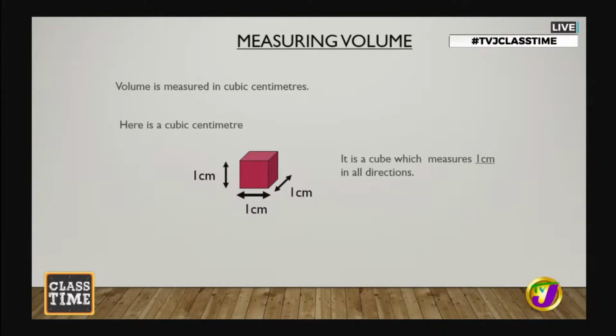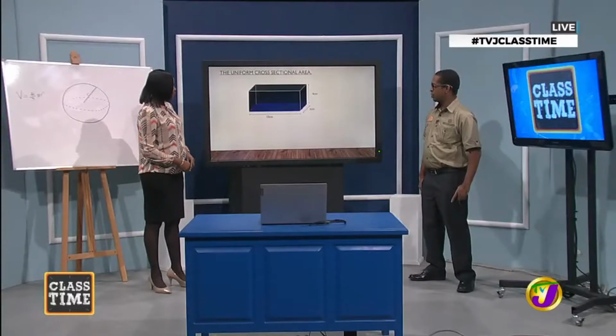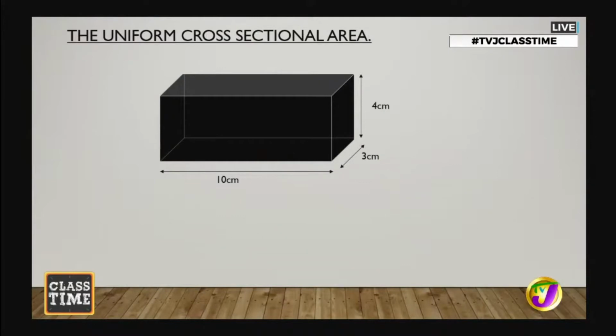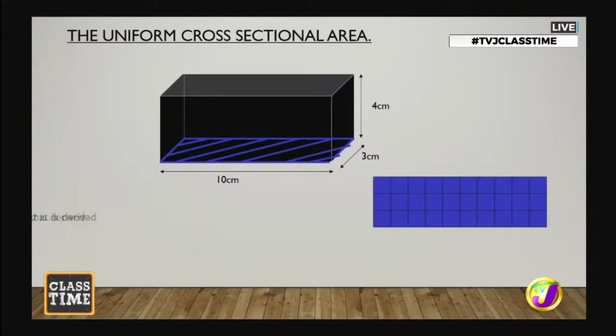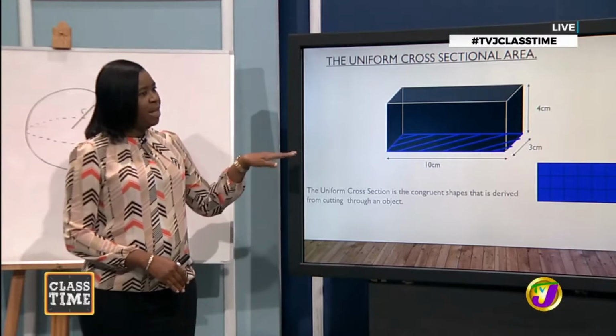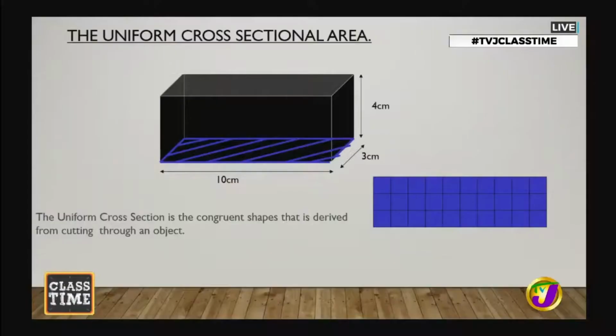So, Tyrone, talk to us about uniform cross-section. Okay, as you see here, the uniform cross-section of this shape is the region that is going to be uniform throughout. It's a congruent shape formed by cutting through the object. So if we slice through this cuboid in the same direction throughout, the shape that is consistent would be the cross-section, and in this case, a rectangle. Yes, in this case, it would be a rectangle.